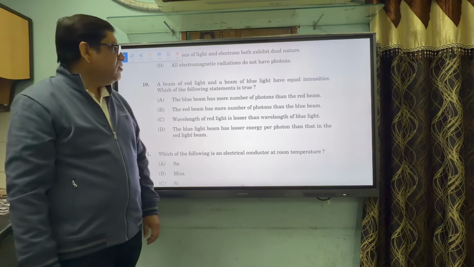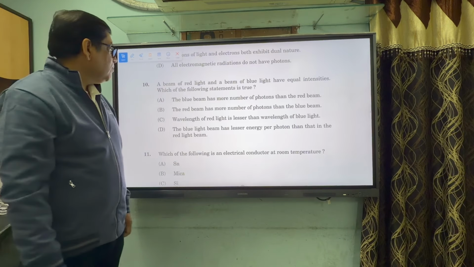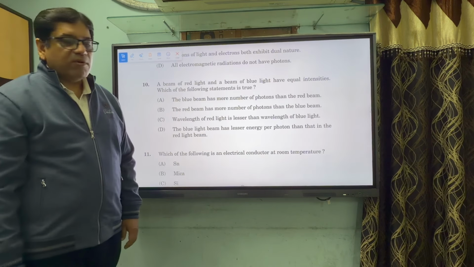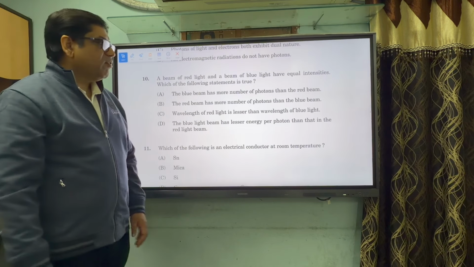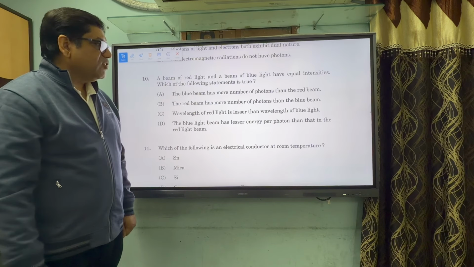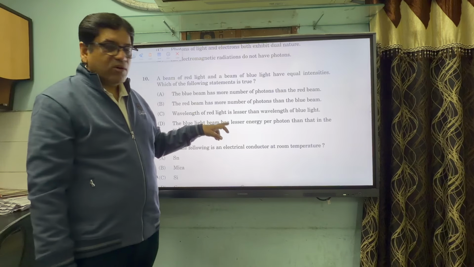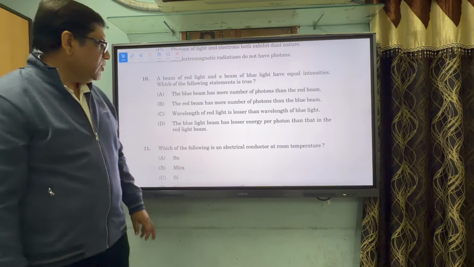Question number 10. A beam of red light and a beam of blue light have equal intensity. Which of the following statements is true? A: Blue beam has more number of photons than red beam. B: Red beam has more number of photons than blue beam. C: Wavelength of red light is lesser than wavelength of blue light. This is wrong. C part is absolutely wrong. Obviously आपको पता है red की wavelength सबसे बड़ी होती है, blue की wavelength कम होती है.